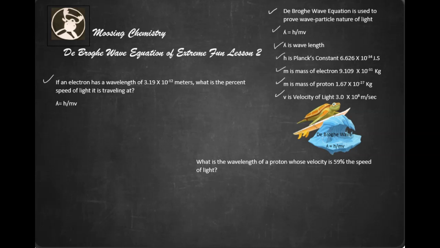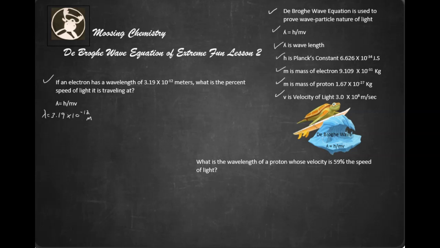If an electron has a wavelength of 3.19 times 10 to the negative 12 meters, what is the percent of light it is traveling at? Okay, so now what do we know? We know the wavelength, so the wavelength is going to be 3.19 times 10 to the negative 12 meters.